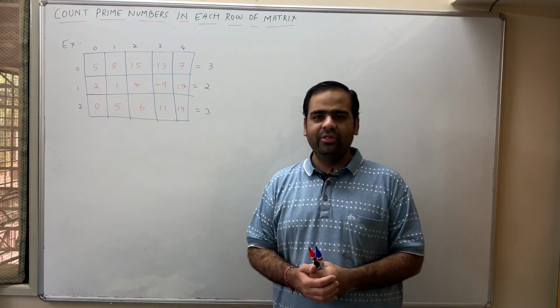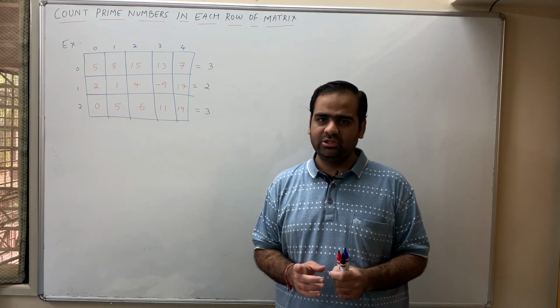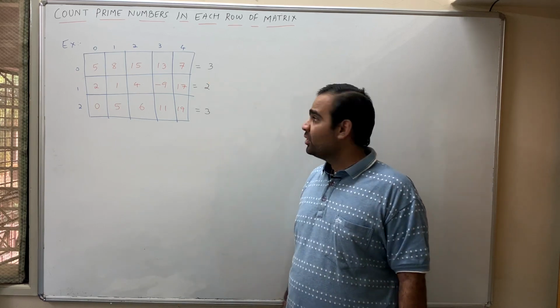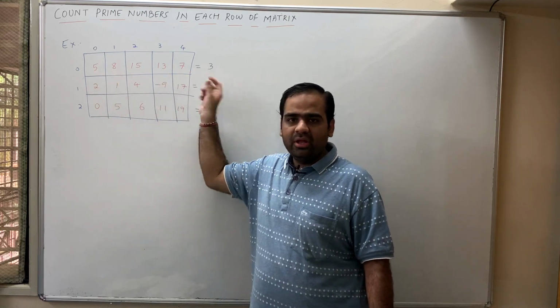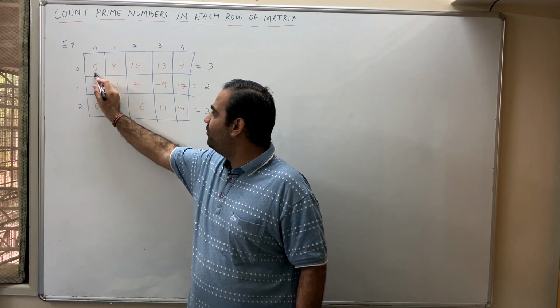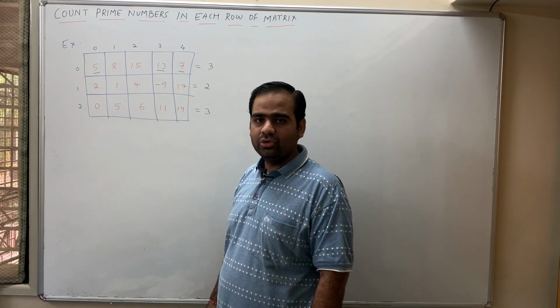In this video we will see how we count the prime numbers in each row of a two-dimensional array or a matrix. Say for example, this is a matrix of order 3 cross 5, and we need to count the prime numbers in each row. Now what are the prime numbers over here? The prime numbers over here are 5, 13 and 7, hence the count of the first row is 3.